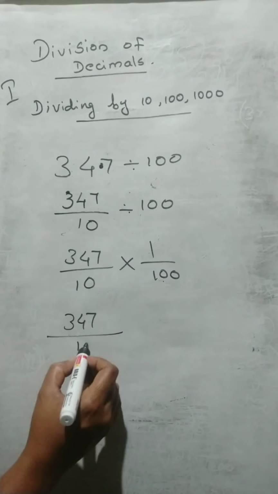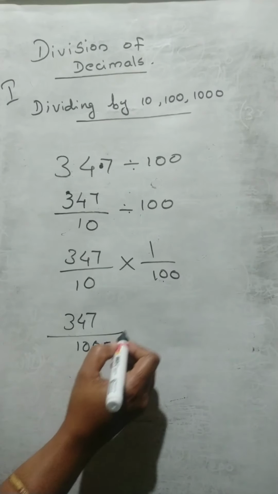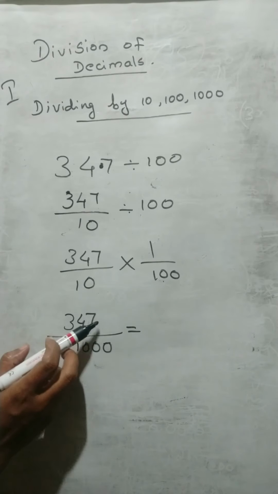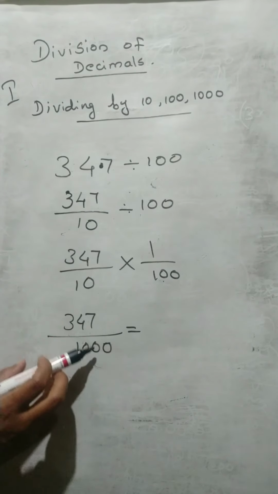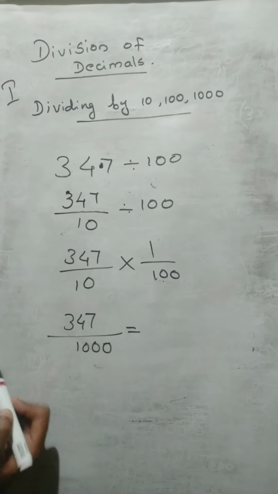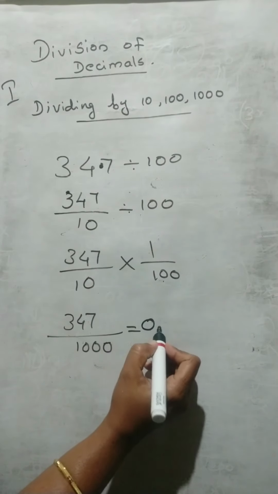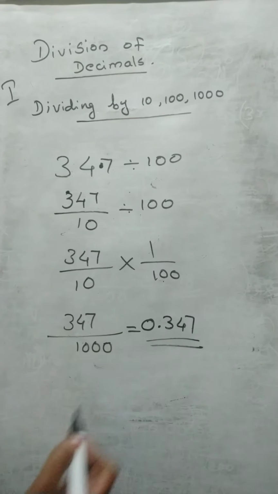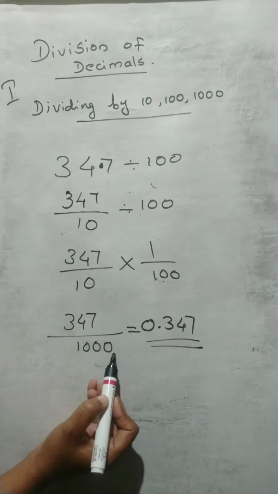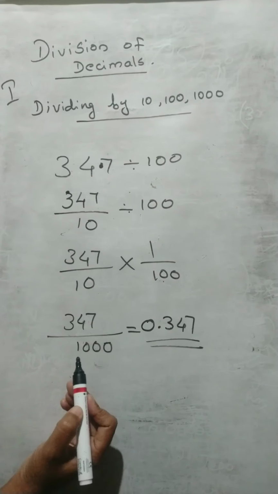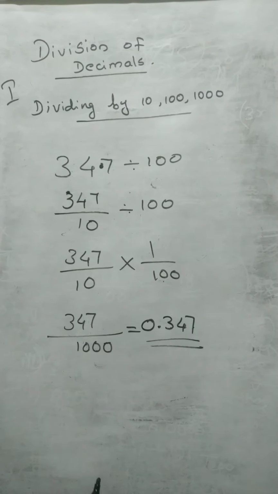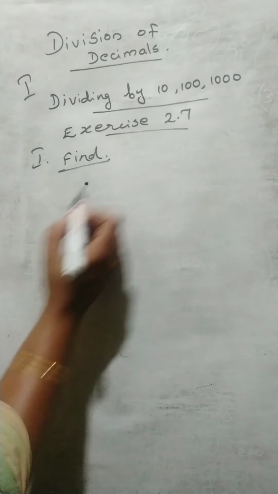10 into 100, 1000. Then how many thousands are there in 347? Is there 1000? Here ones, tens, hundreds. There is no 1000. So 0 will be there. So 347 will be the decimal part. So how many zeros are there? 1, 2, 3. 3 zeros are there. Then 3 decimal digits will be there in the quotient. Clear? Now we can solve Exercise 2.7.